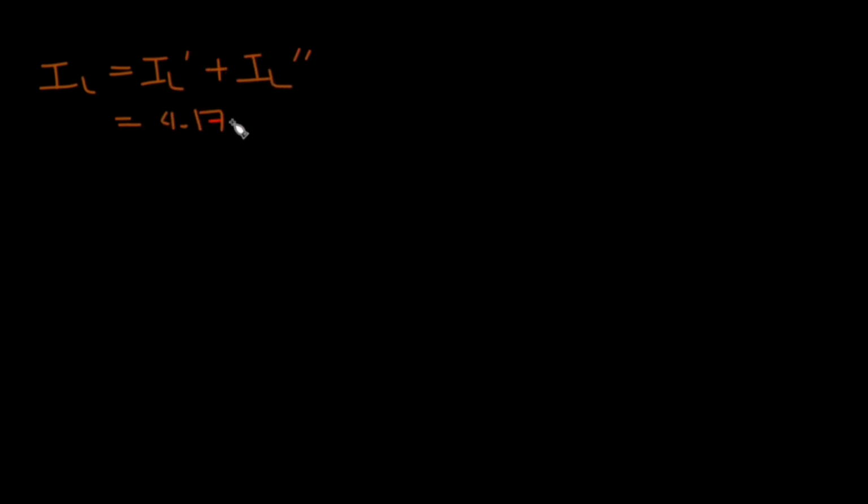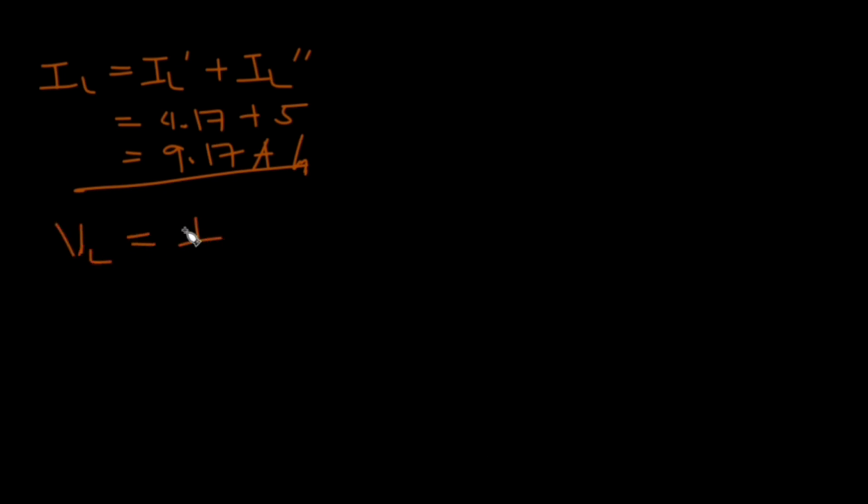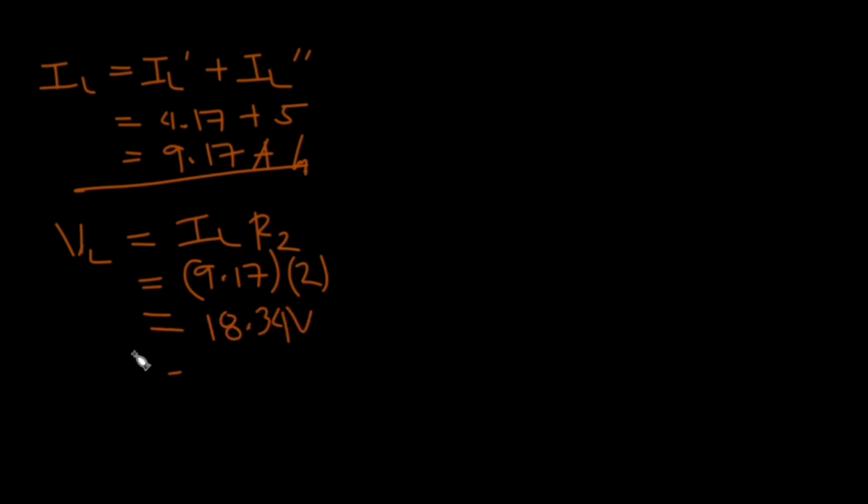Meaning, IL is equal to IL' plus IL''. Using the values, 4.17 amperes plus 5 amperes is equal to 9.17 amperes. And to solve for the voltage at R2, designated as VL, will be equal to IL times R2. So 9.17 amperes times 2 will be equal to 18.34 volts. And that's it. That's how we solve a circuit using the superposition theorem.